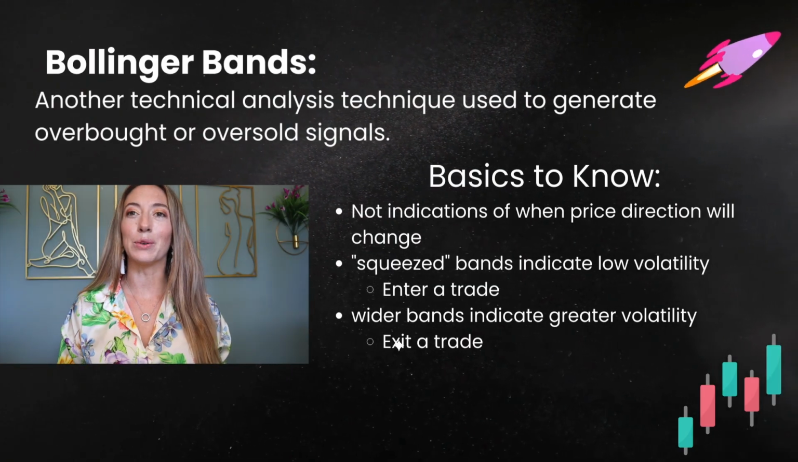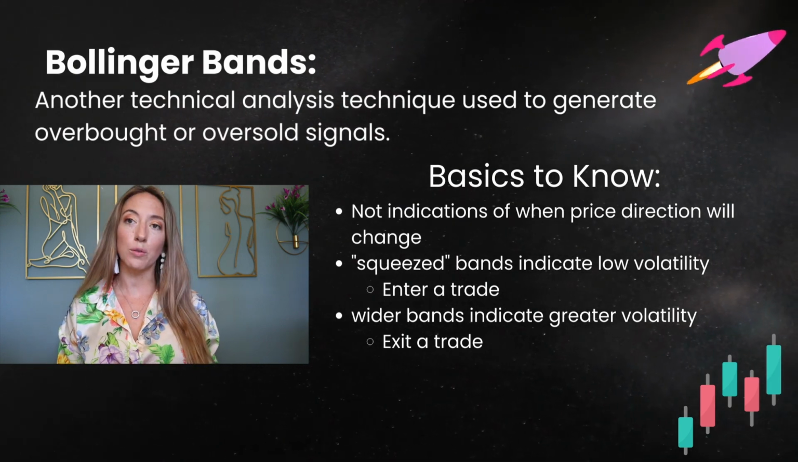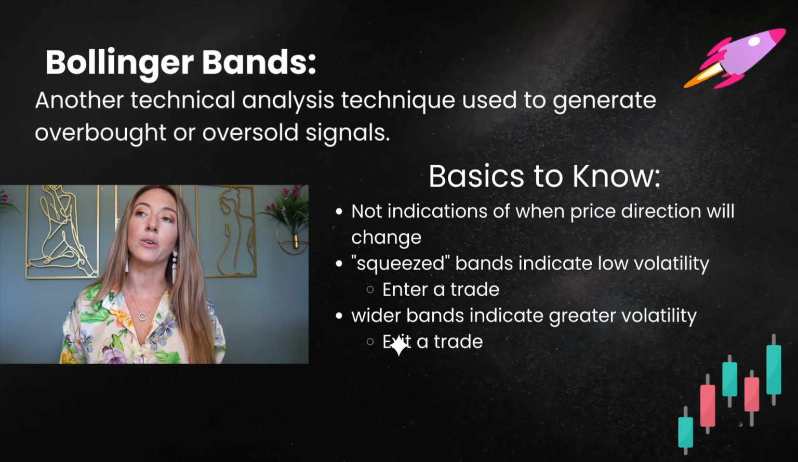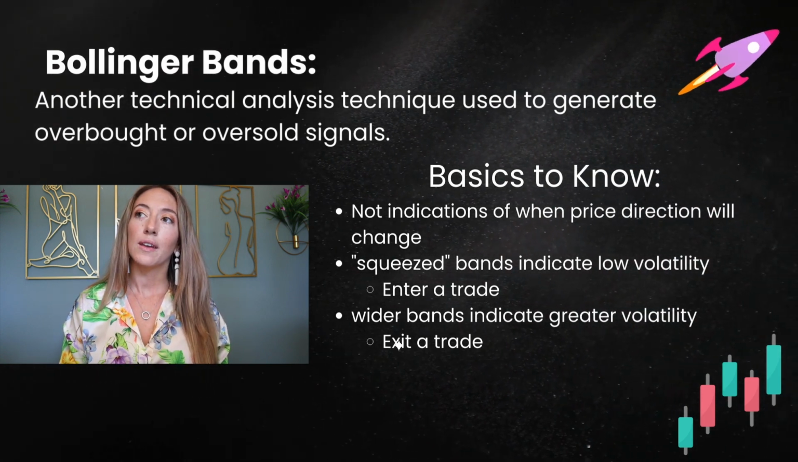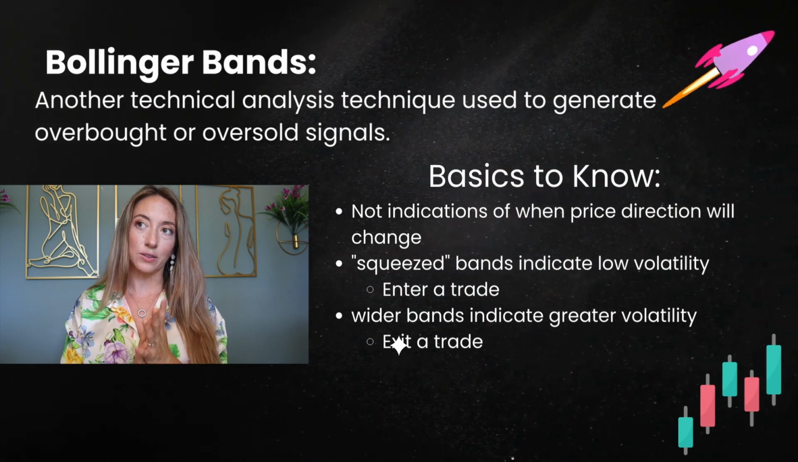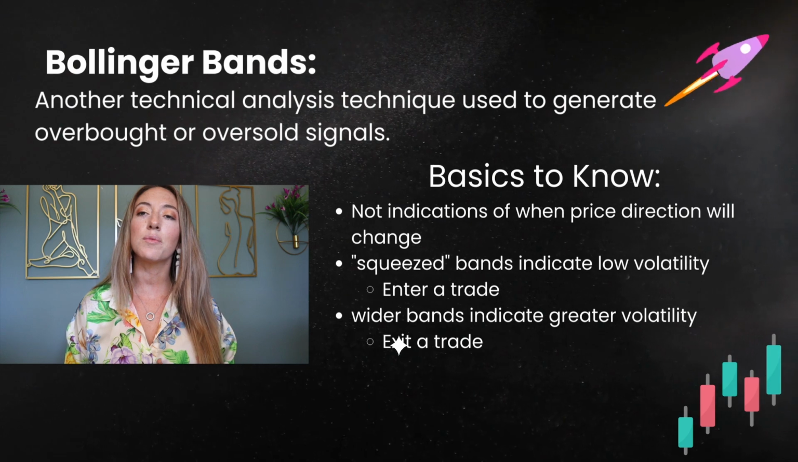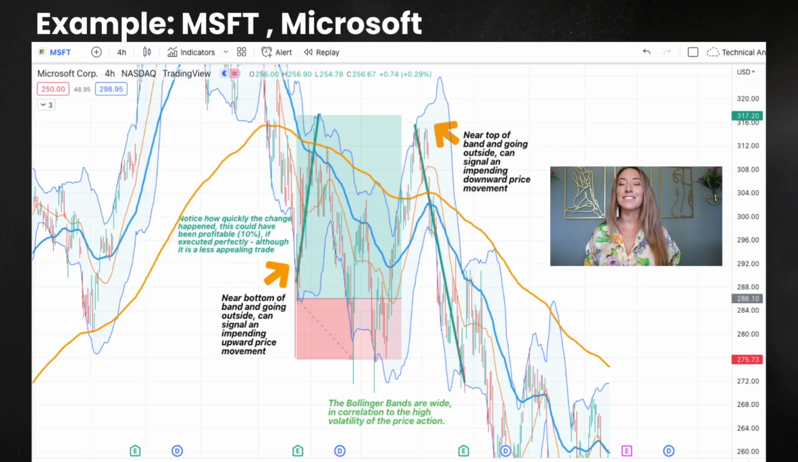Today we are talking about Bollinger Bands, another technical analysis technique used to generate overbought and oversold signals. Some basics that you should know from this video are that Bollinger Bands are not an indication of when price direction will change, okay? It's more of a signal to enter or exit a trade. This is not something that is ever to be really used on its own. So let's get started with this example.